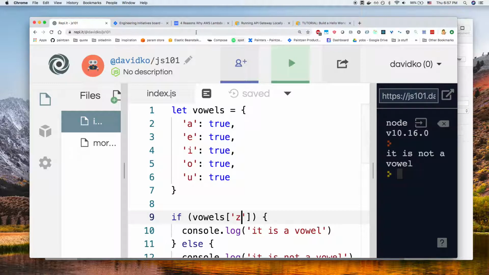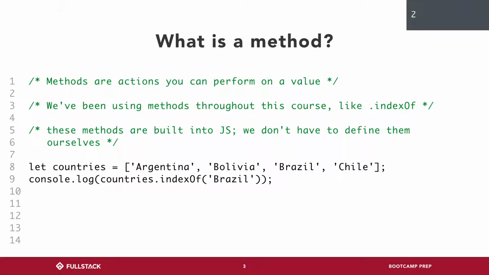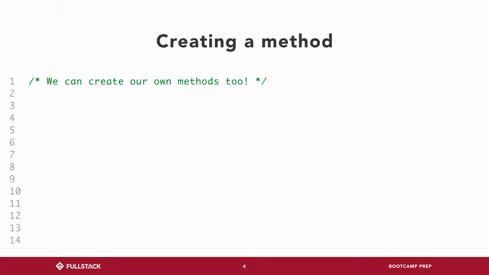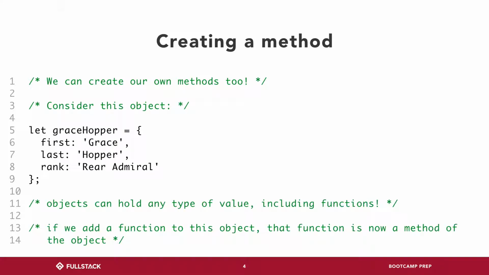All right, so let's keep learning about methods and objects. So this is the indexOf method, and it returns 2 because that's the index where Brazil occurs. So we can create our own methods too. We're probably very familiar with having an object that has strings as its values, but objects can hold objects, arrays, functions, numbers, any data structure as a property.